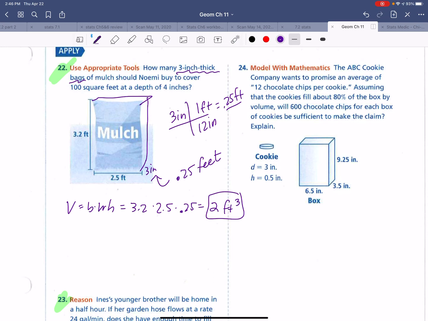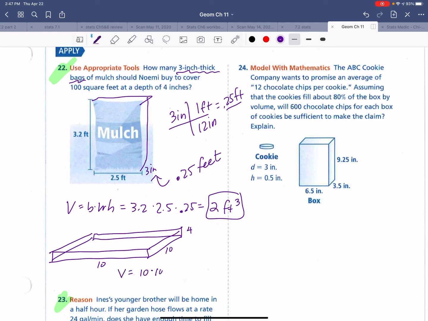How many bags of mulch should Naomi buy to cover? So I want to cover 100 square feet. So maybe this is 10 by 10. That's 100 square feet at a depth of 4 inches. So what's the volume of that? Well, it's 100 square feet, or 10 times 10, times a depth of 4 inches. So that'd be 400 feet cubed.